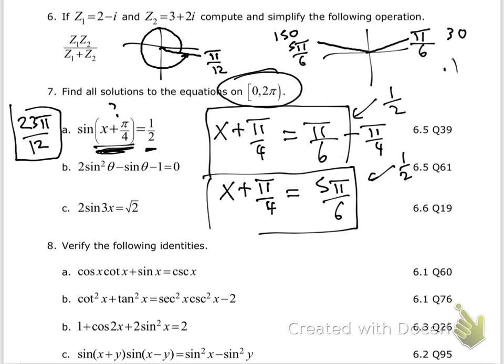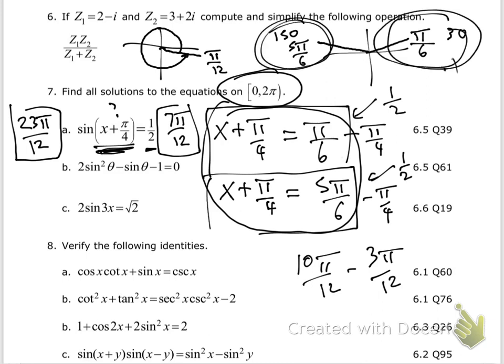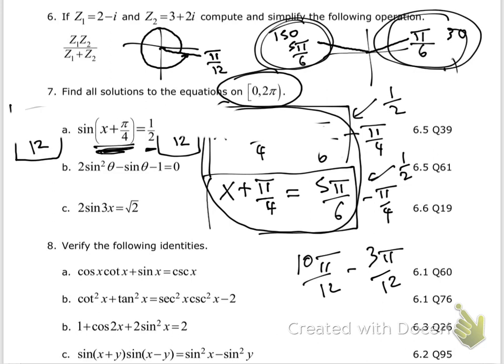The other one is going to be okay. If I just do this one here, if I take away pi over 4, so that's 10 pi over 12 minus 3 pi over 12, common denominator, that's 7 pi over 12. So 7 pi over 12 is also an answer. Okay, remember this. Remember there's 2 where sine is a half. Okay, let's erase all this then.